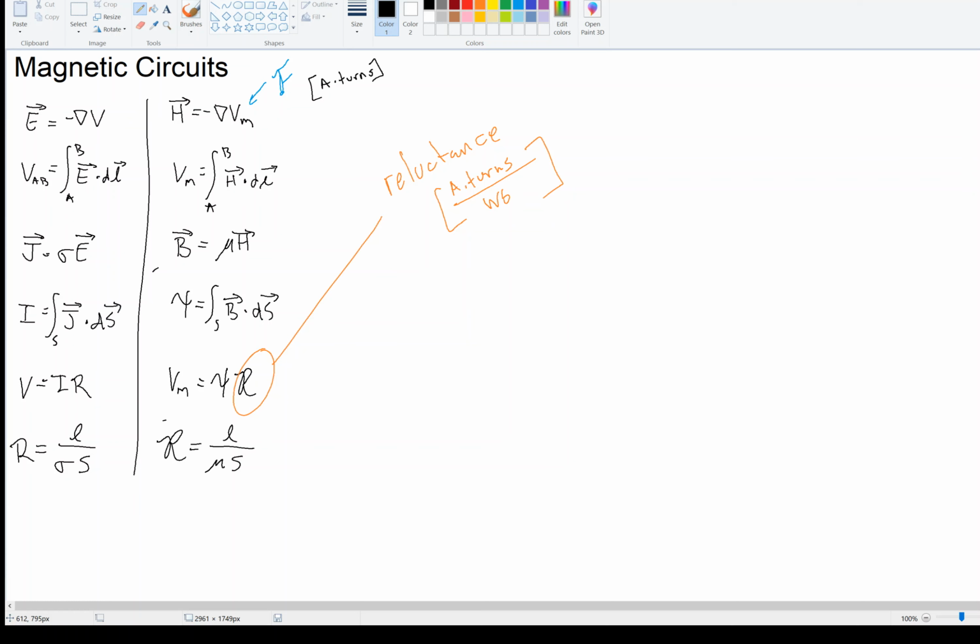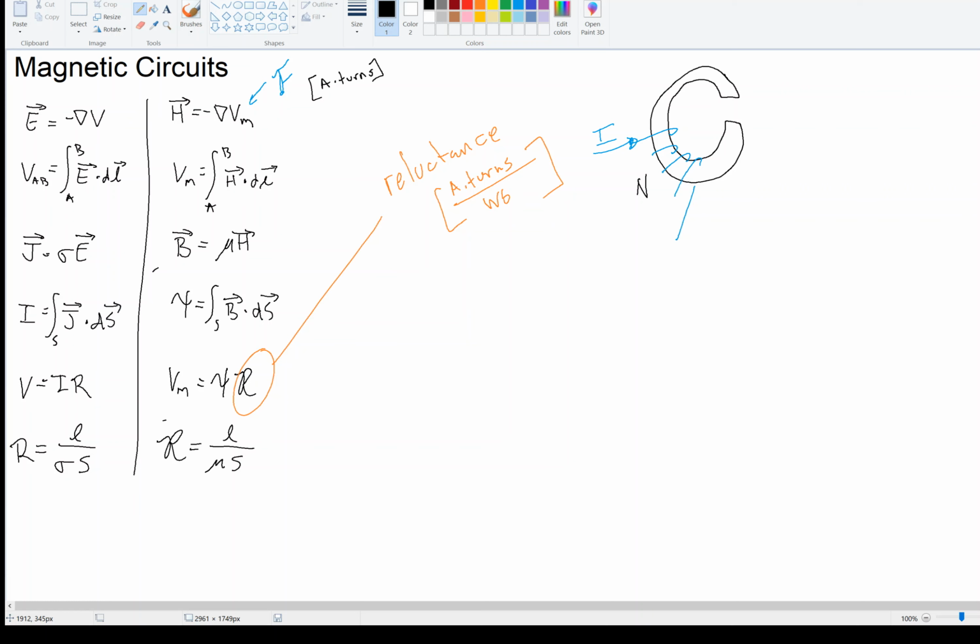So let me give you an example, just briefly. We're not going to plug in any numbers. We're going to save the numbers for the example problems. But let's say we had a toroid. So a toroid with an air gap with some current. So some looped current comes in. We've got N loops. And we've got an air gap in our toroid.